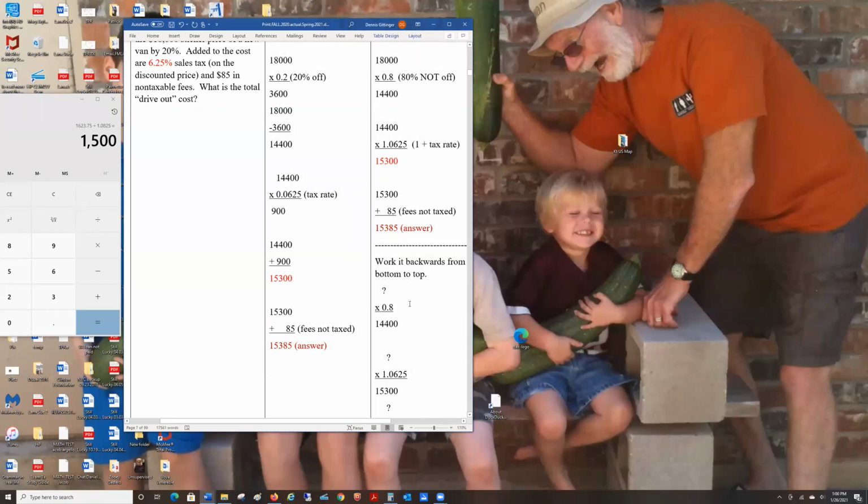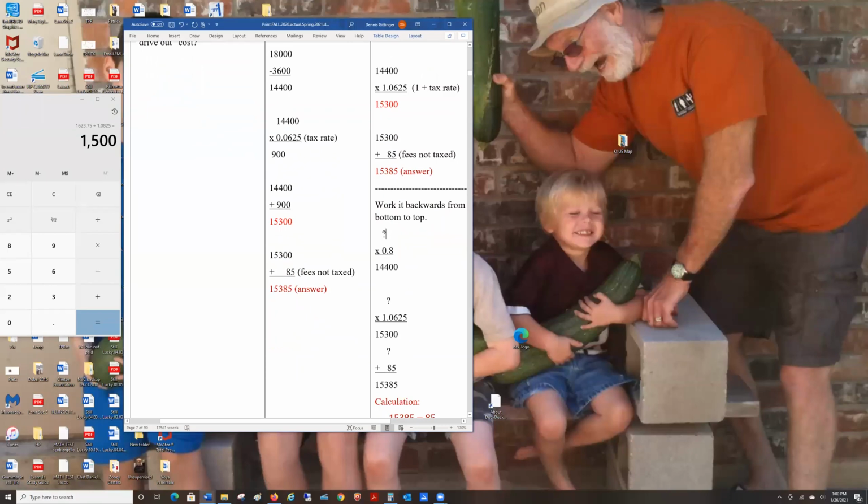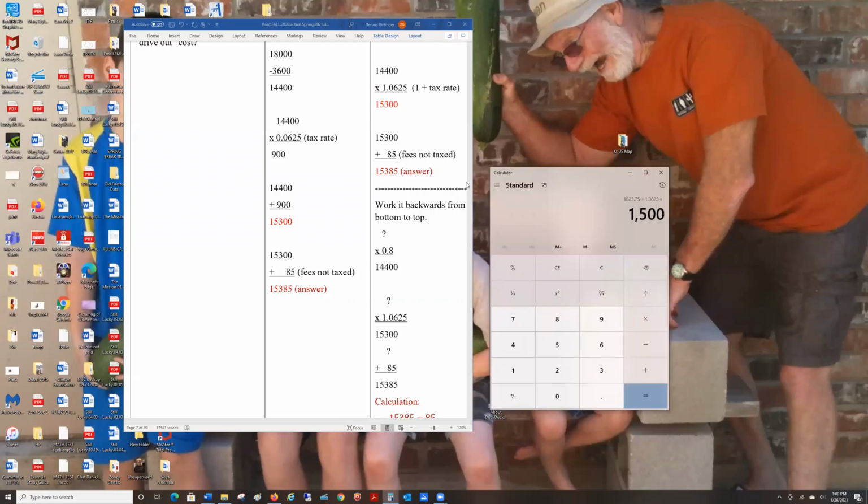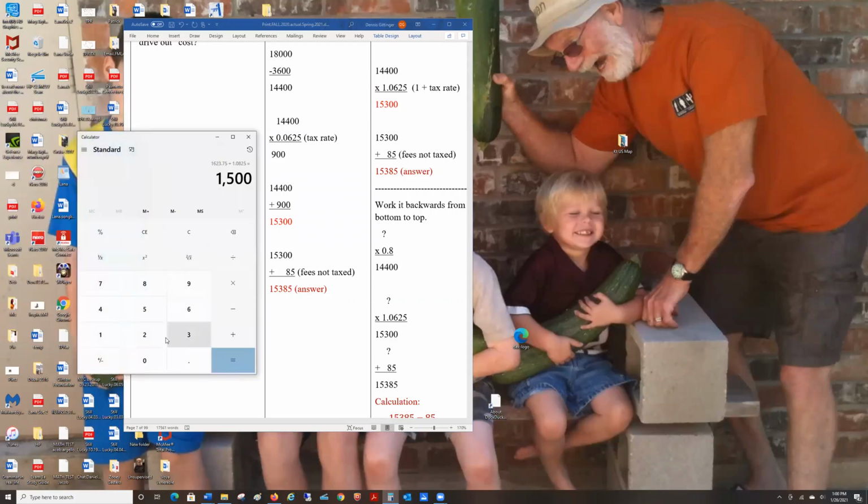Okay, now the 14,400 represents 20% off of the sticker price, and that means that 14,400 is 80% of something. 80% of what? Well, how I get this is I divide 14,400 by 0.8, which we'll do on a calculator. 14,400 divided by 0.8.